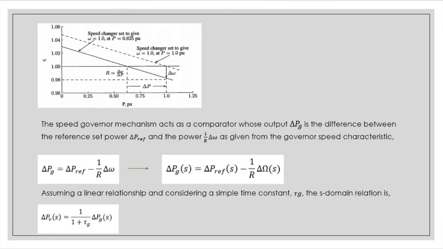The speed governor mechanism acts as a comparator whose output, the change of Pg, is the difference between the reference set power, the change of Pref, and the power 1 over R times the change of W, as given from the governor speed characteristic. After assuming a linear relationship and considering a simple time constant, the S-domain relation is as follows. Here is the state space model for the change of prime mover power over time.